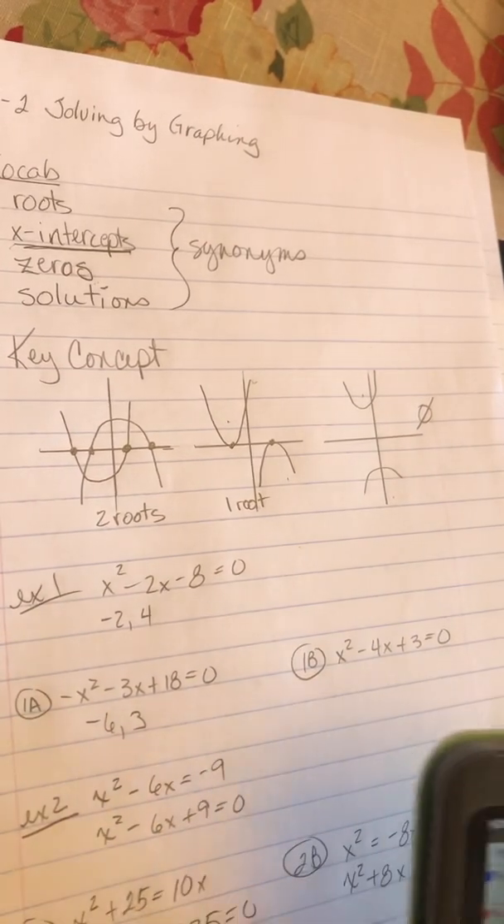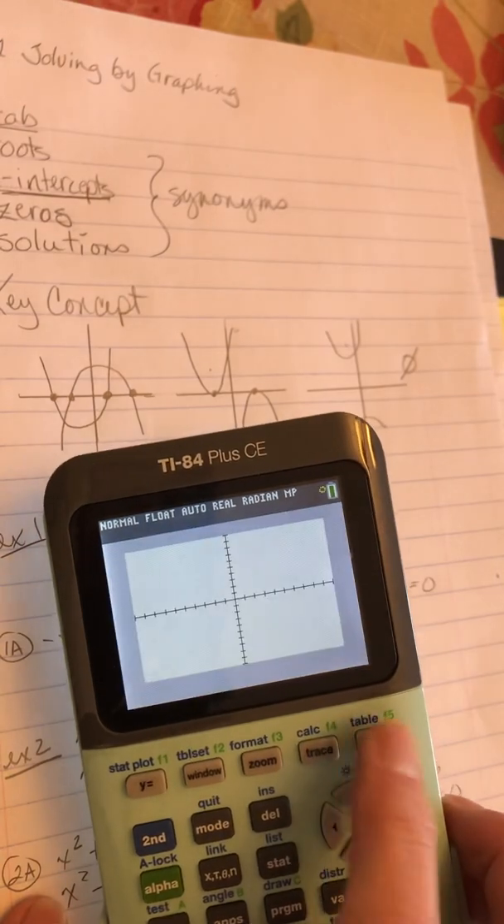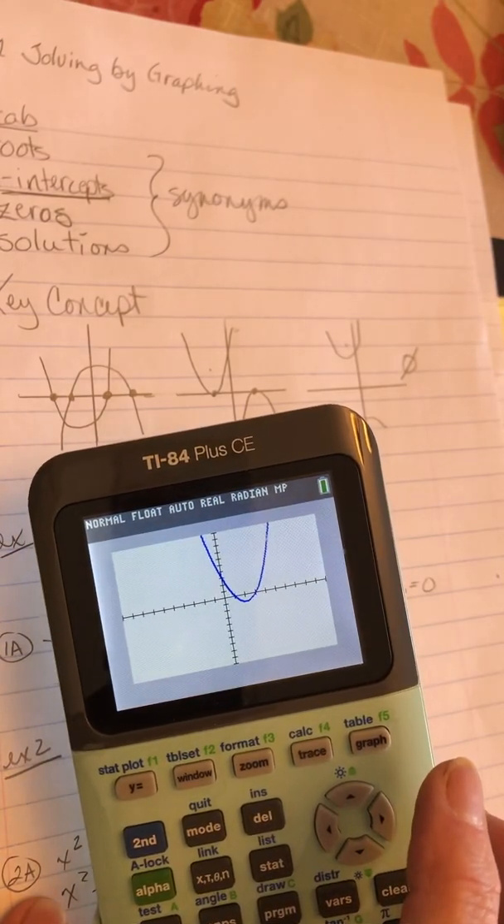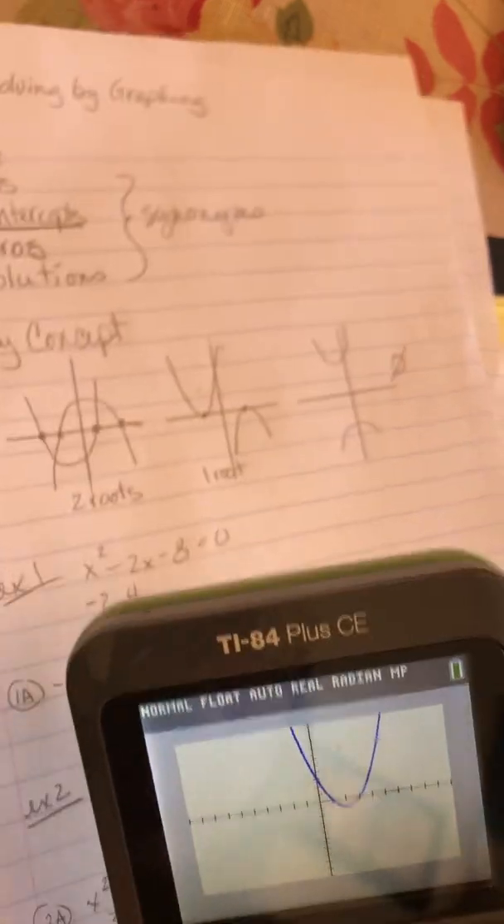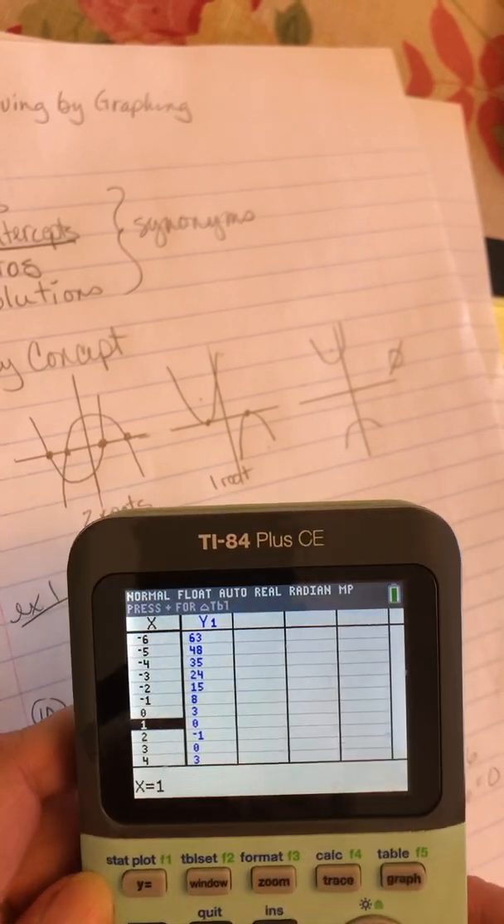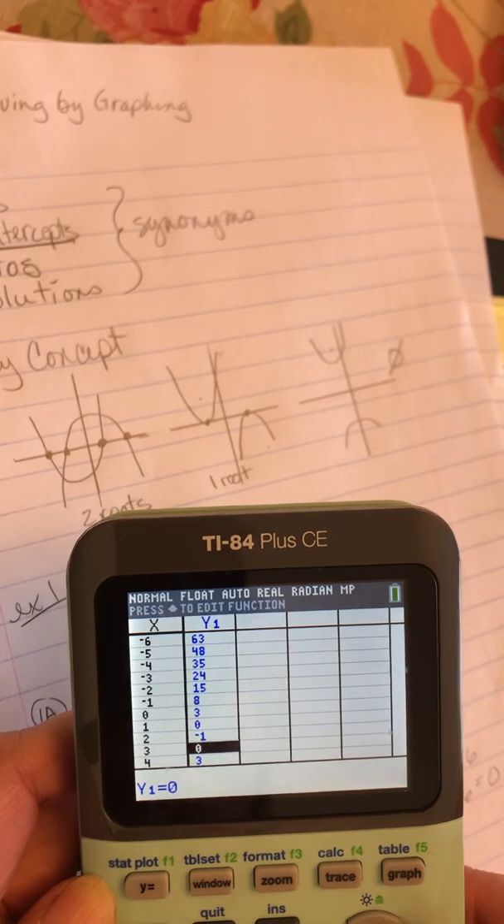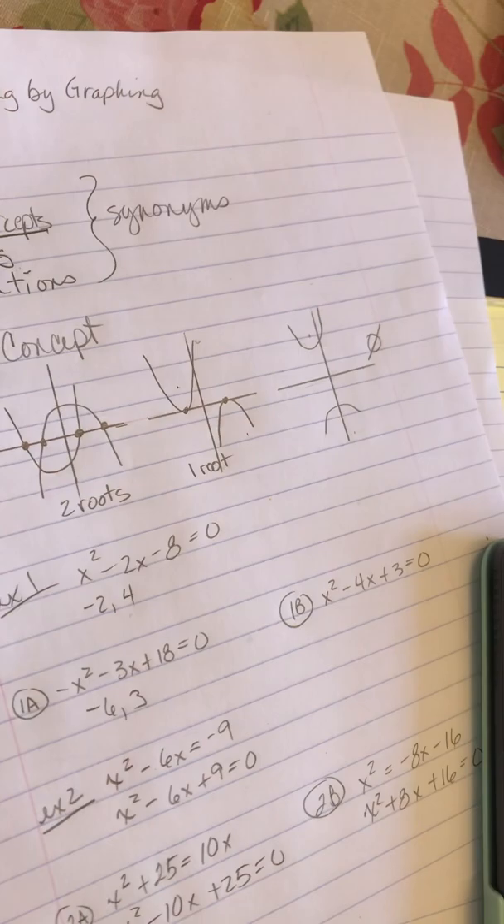All right, guided practice 1B. X squared minus 4x plus 3. It goes right through 1 and 3. You could see it. But if you do second table, you can see those zeros at 1 and 3. There's a 0. There's a 0. Okay, it is that easy. Okay, you just look at the zeros.